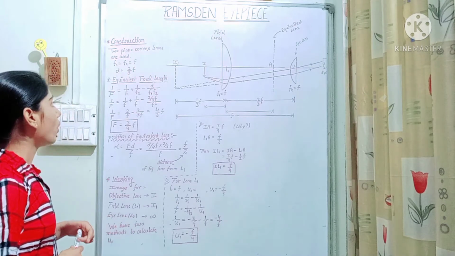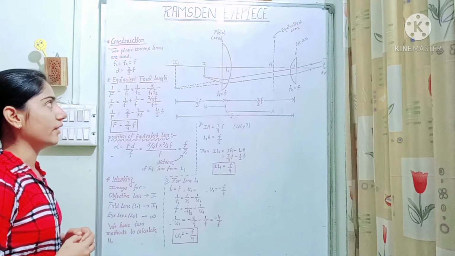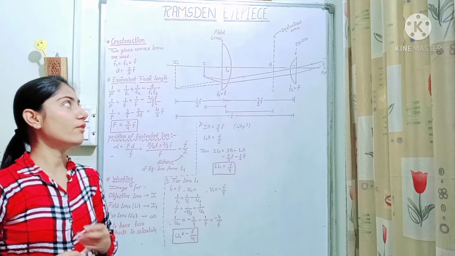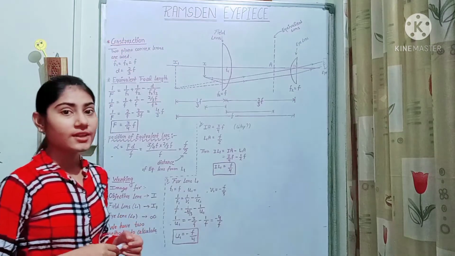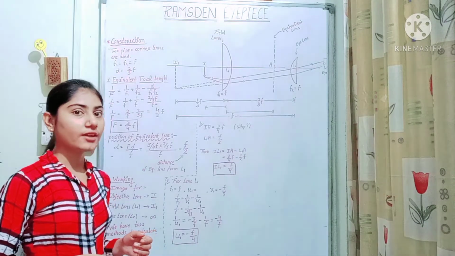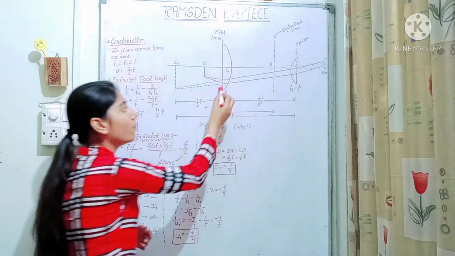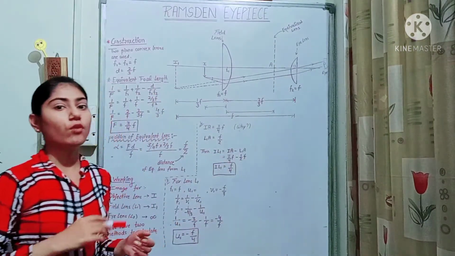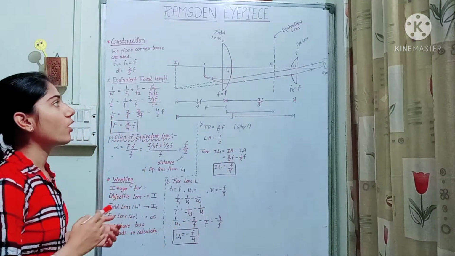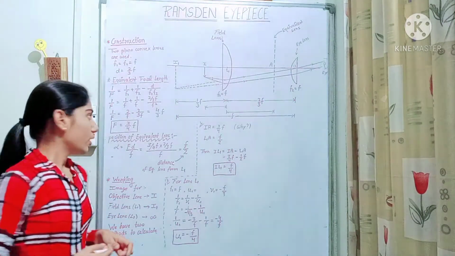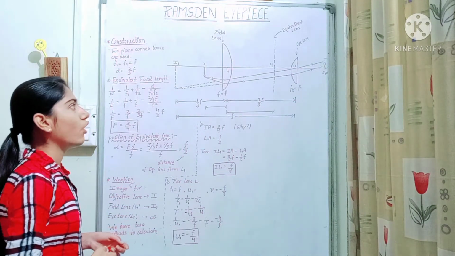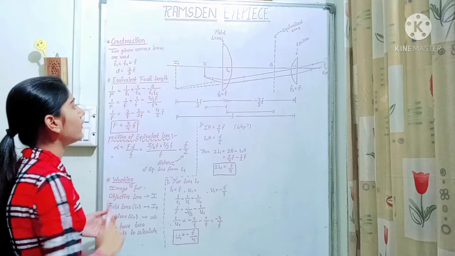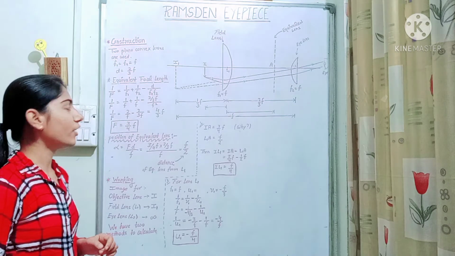Now we talk about equivalent focal length. First of all, what is an equivalent lens? The lens which produces the same effect as produced by both of these lenses is known as the equivalent lens, and we want to know the focal length of the equivalent lens. The formula is 1/F = 1/f1 + 1/f2 - d/(f1 f2).